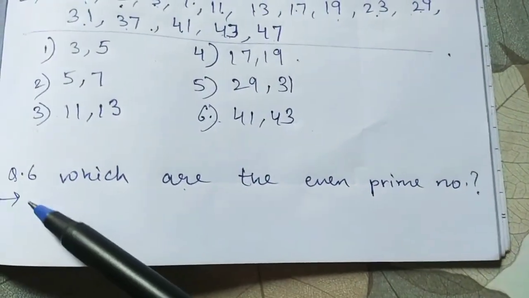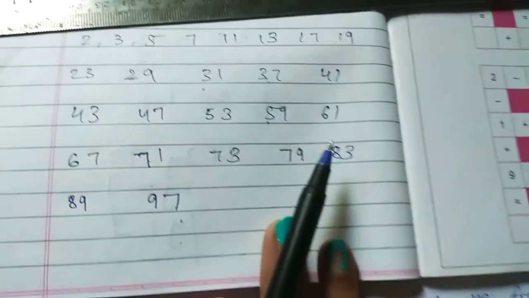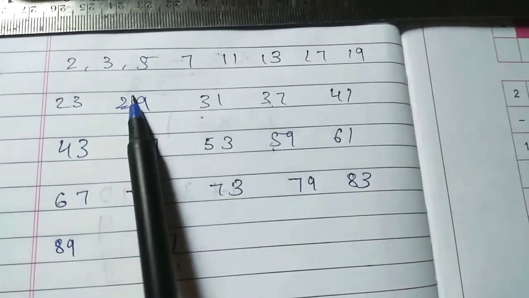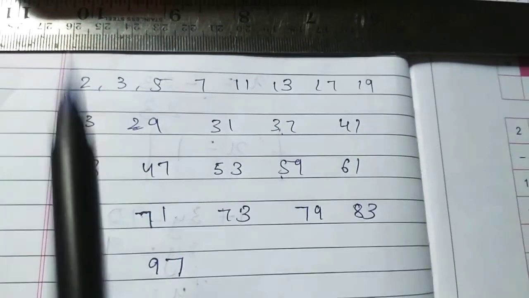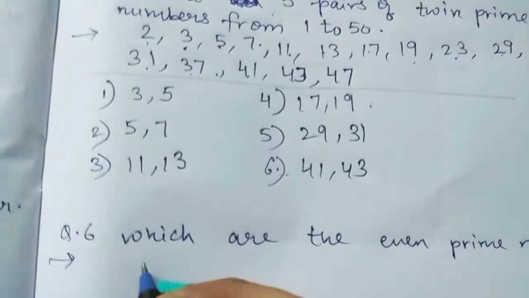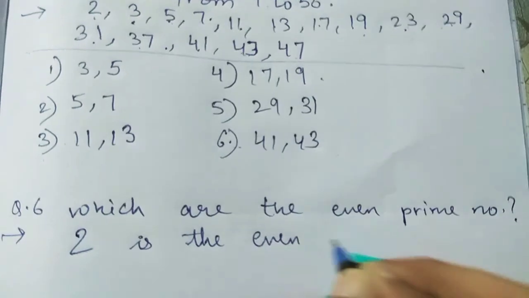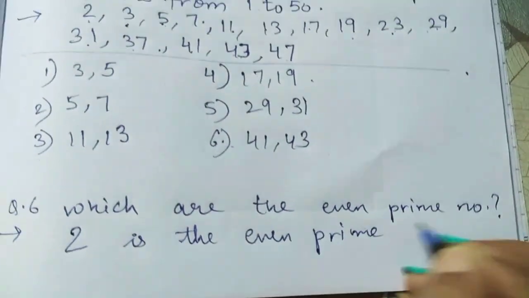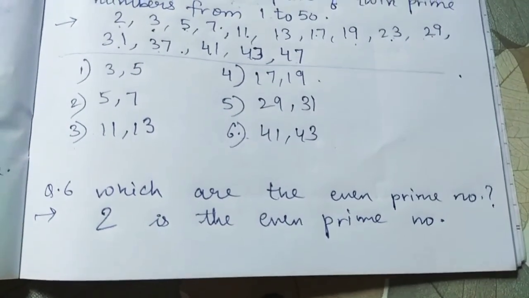Question number 6, the last question of this practice set. Which is the even prime number? Now when we look at the list of prime numbers, we can see that all prime numbers are odd numbers except for this single number, which is 2. Correct. So only the single number 2. 2 is the even prime number. Yes. So we are done with our practice set 10.